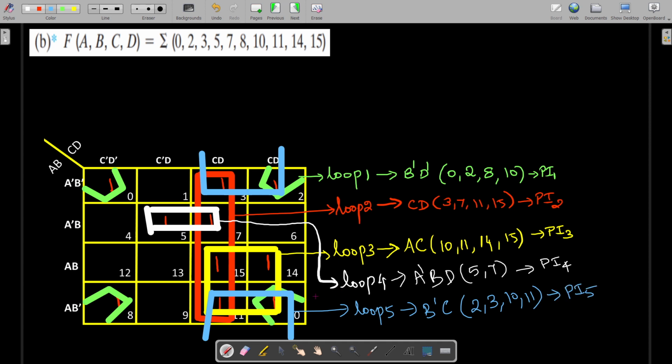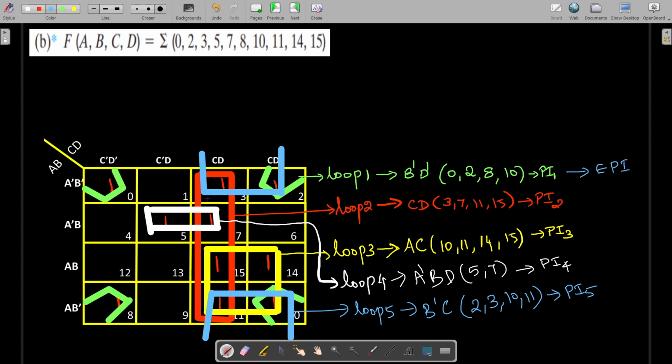And we have to decide which are all the essential. If you look at this green color, the 0, 10, the 8th, they are covered only once. So this loop 1 is an essential prime implicant. So this becomes essential, EPI.